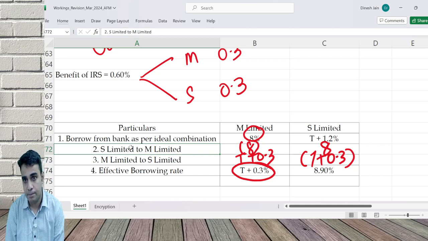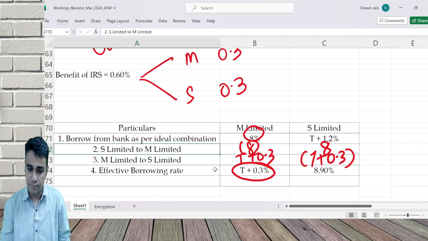Yeah, tell me. The answer will not change. Structuring will change slightly. But the final answer will be T plus 0.3, 8.9. The structuring can change. I'll show you the structuring because you have asked. First, write this.